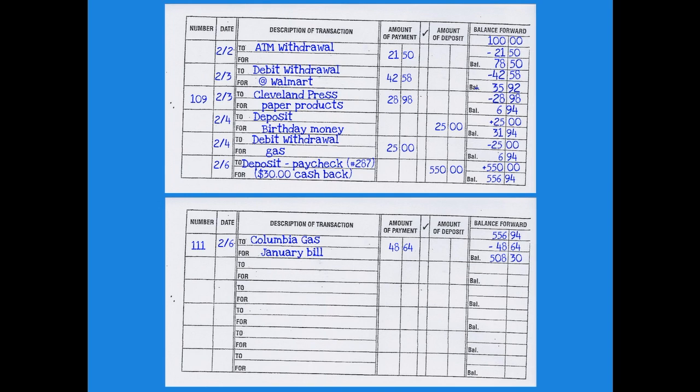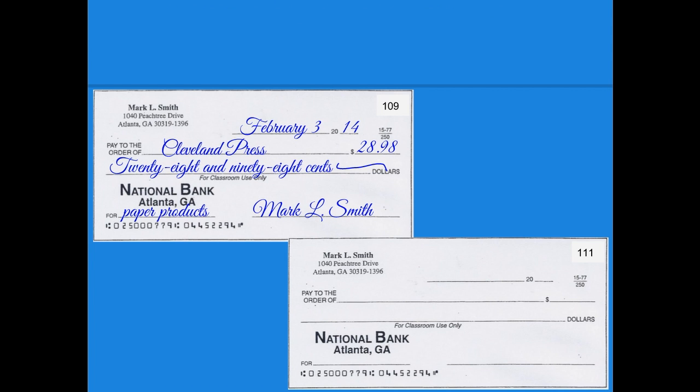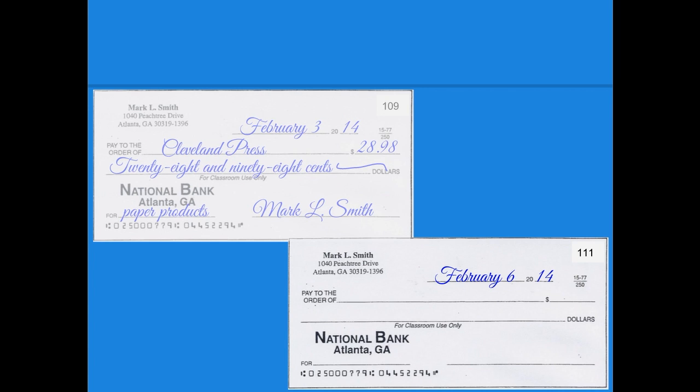Now we actually have to do it. So find your checks, locate check number 111. Again, check number is in the upper right-hand column. Start with the date. So what's our date? February 6th. Pay to the order of, who are we making this out to? Columbia Gas.